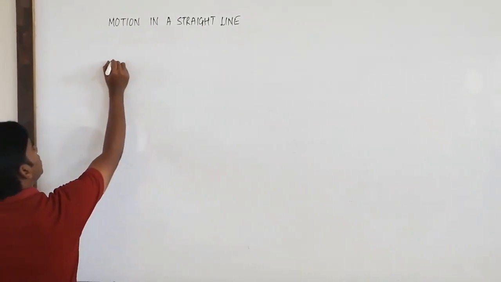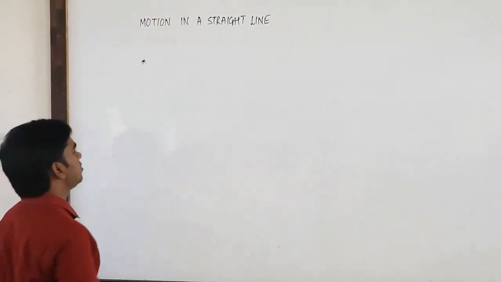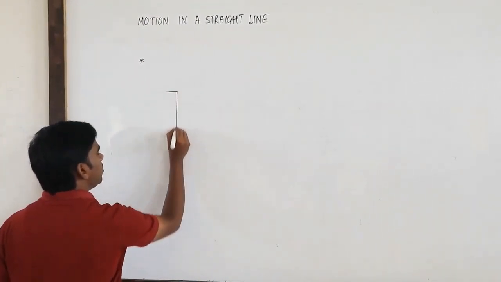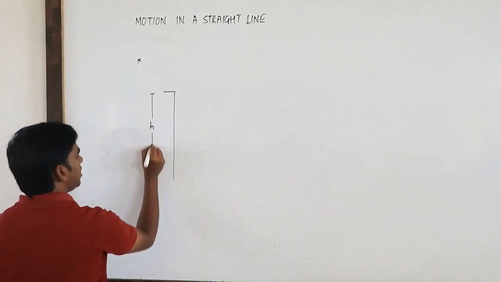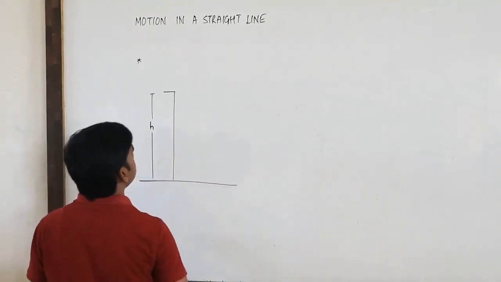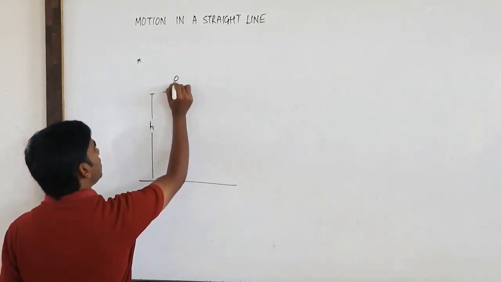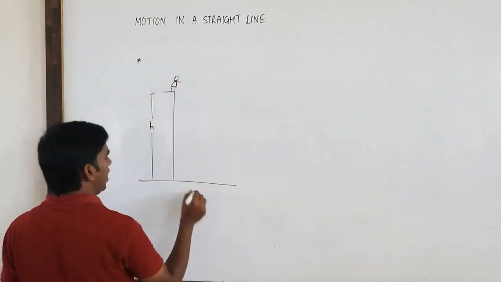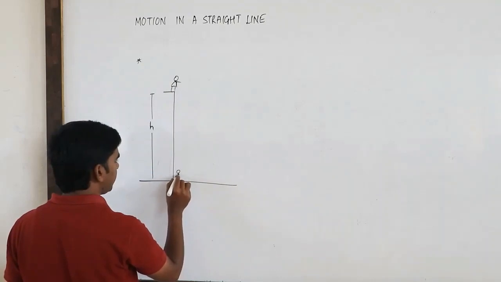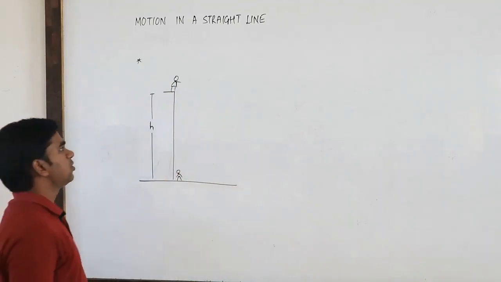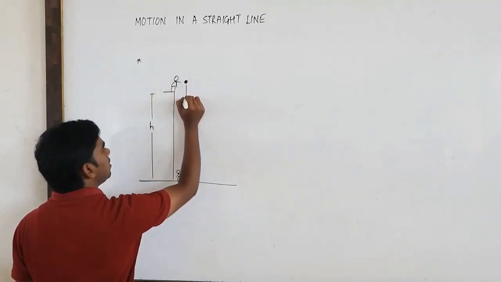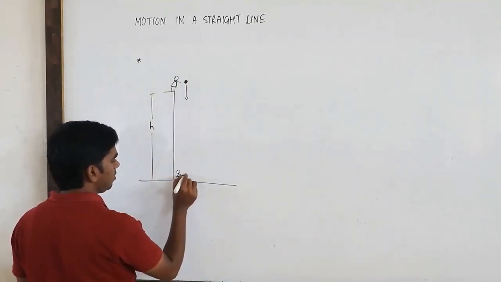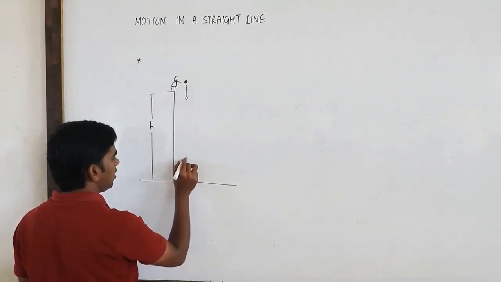Okay. So one more very important thing for your competitive exam purpose. Suppose there is a tower. Say its height is h, and this is the ground. One person is standing over here, another person is standing here. Both are throwing the ball. This person will drop one ball in downward direction. This person will throw a ball in upward direction. Okay.